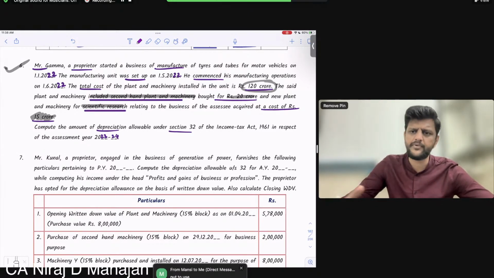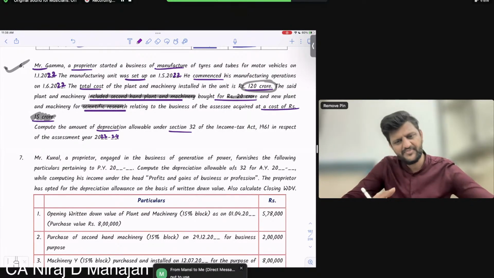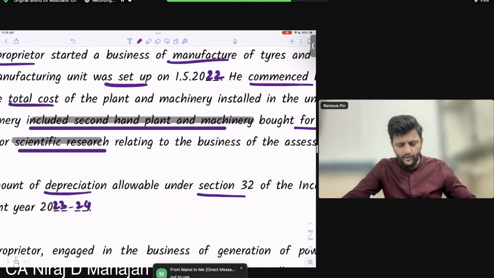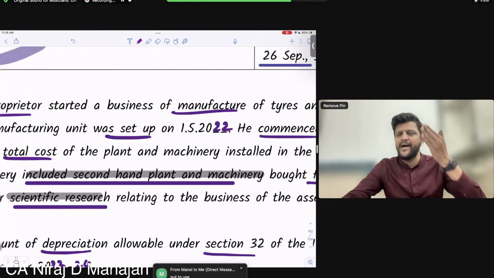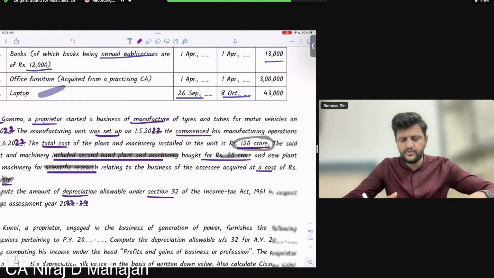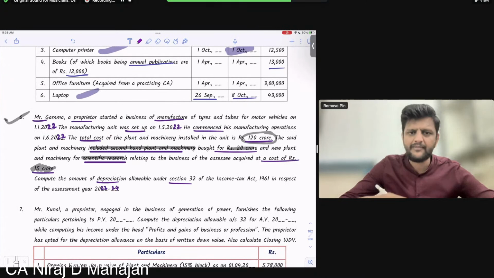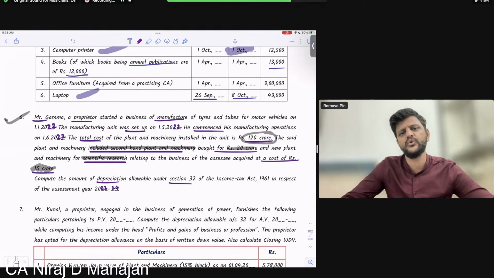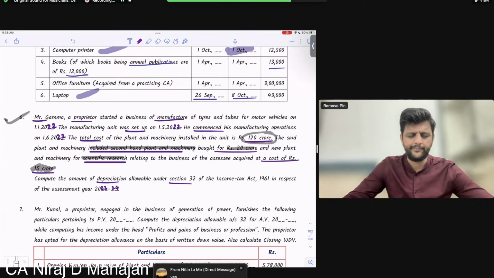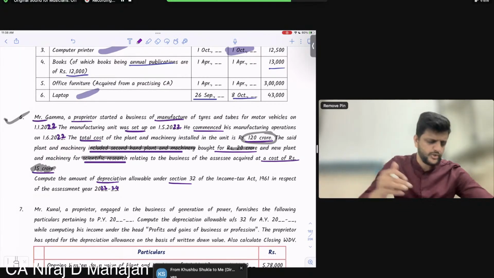So my machinery is set up on 1/5, I'm not using it. My manufacturing is starting on 1st June. At that time I'm using it. Putting to use or no. This much you have to understand now. Understood, Kushbu, Nitin? Clear, Mansi, Indrajit, all okay? So PY starts on date of setup, depreciation starts on date put to use. Clear? Should I go ahead?